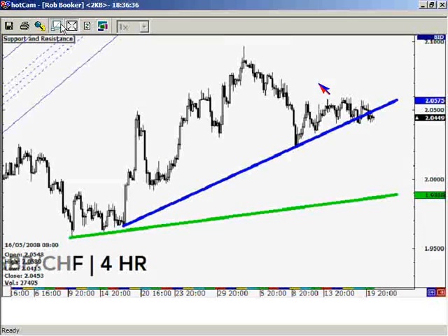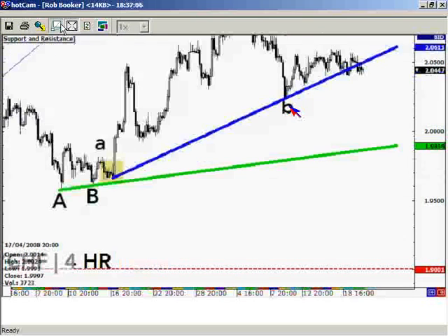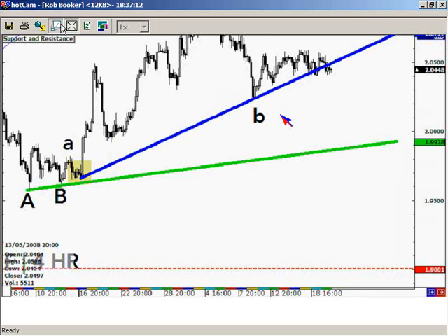Let's review it so we can really get a handle on it. I'm going to move this down here out of the way. You already know this is the pound Swiss 4 hour. This down here is point A. This is point B. They're very close to each other, but that doesn't matter. It's totally acceptable. Then we get a lowercase a right in this area, and a lowercase b right here for our shorter term trend line. And now we're breaking that line. That's happening, so that's now.